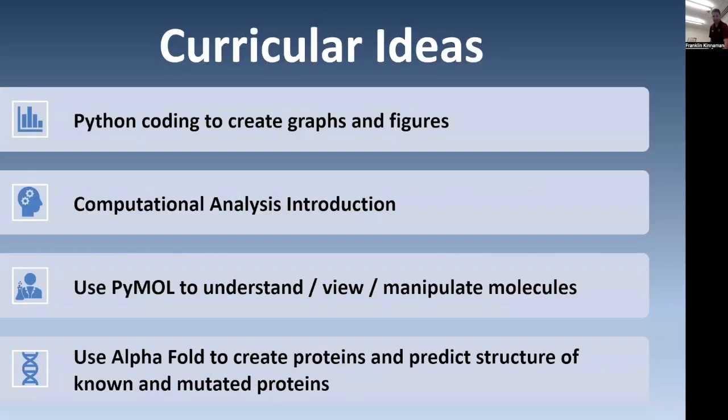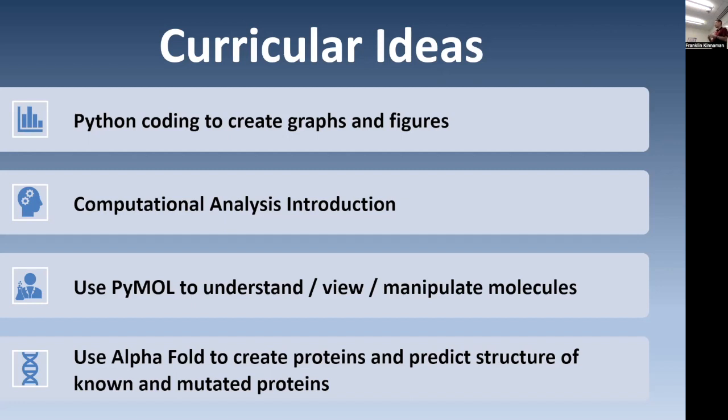In terms of curricular ideas, one thing I'll be doing right away in the fall is challenging my students who already have a coding background, because some of them have taken multiple coding classes at my school before they're in my class. And so challenging them, hey, can you make your graphs and figures using Python instead of Excel or Desmos or something like that? I think that'll be good preparation for their futures potentially, and a challenge for them.